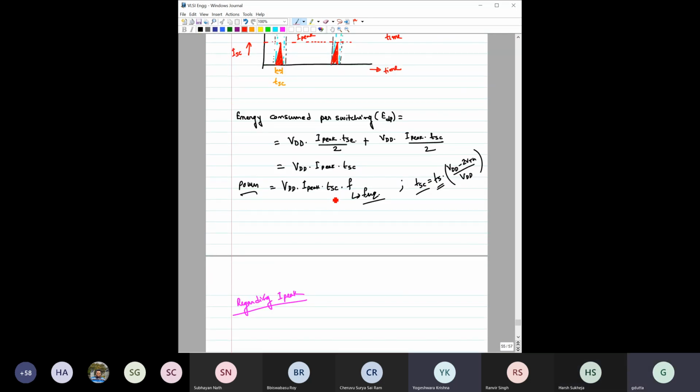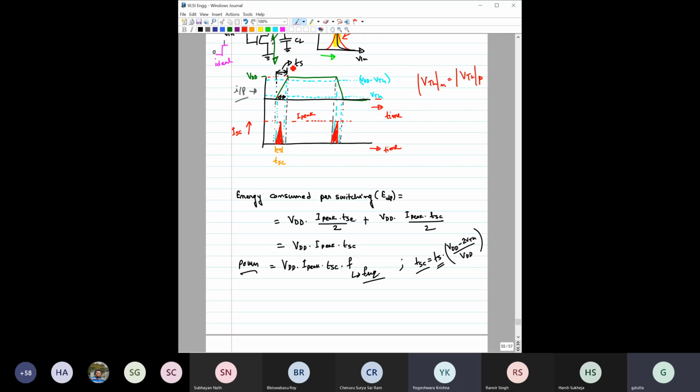Now here one thing is important. Let us see that this f is the frequency. Frequency is basically the clock frequency, directly connected with the clock. So it does not have much hold as a design parameter. So what are the other changes we can probably do here?